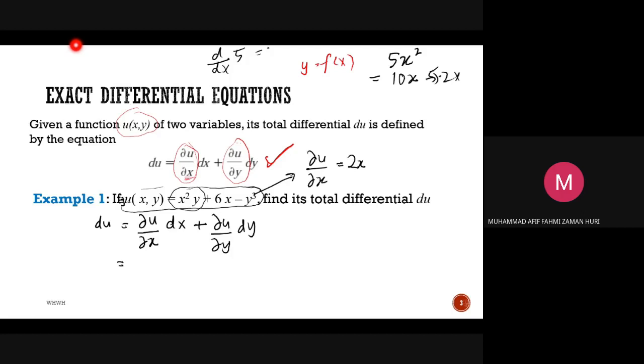It's quiet, I'm worried. Because this is very important for this method. You must make sure you know how to find this partial derivative. So del u over dx will be equals to 2x what? Or just 2x? 2xy. Yes, 2xy, correct. Does everyone understand this?